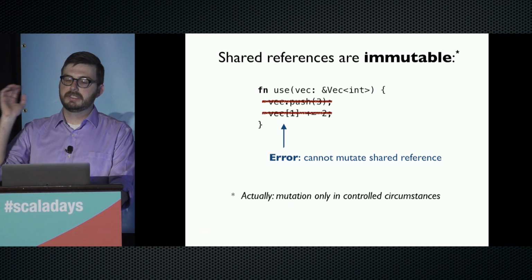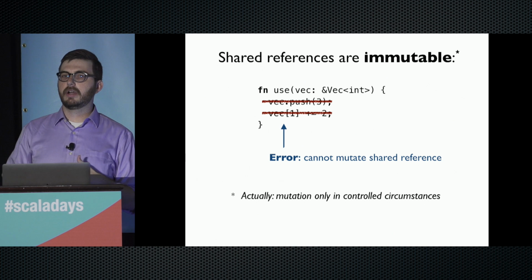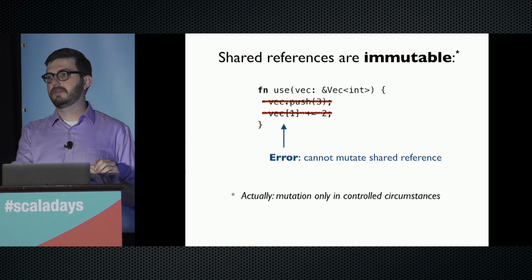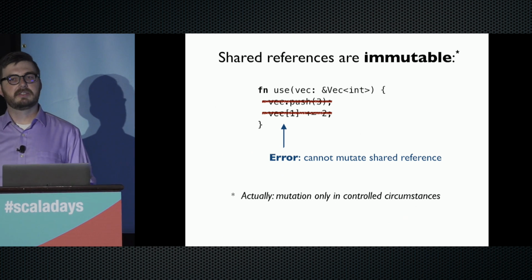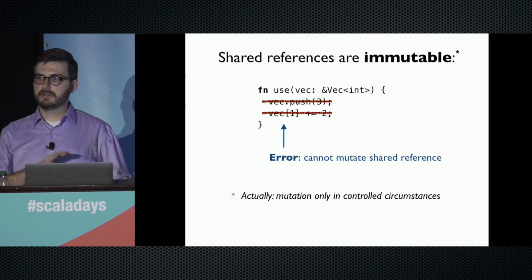And I'll put a little asterisk here. I'm giving you the sort of common case version. There are edge cases where you can safely mutate, and Rust gives you ways to do that. Right, so it's not a 100% strict discipline. There are ways to bend the rules, and I'll show you that a little bit later on.